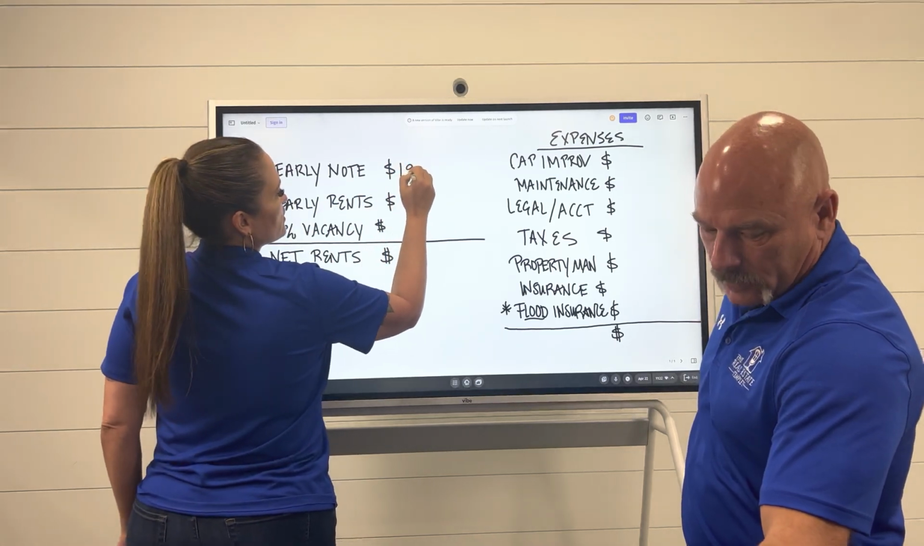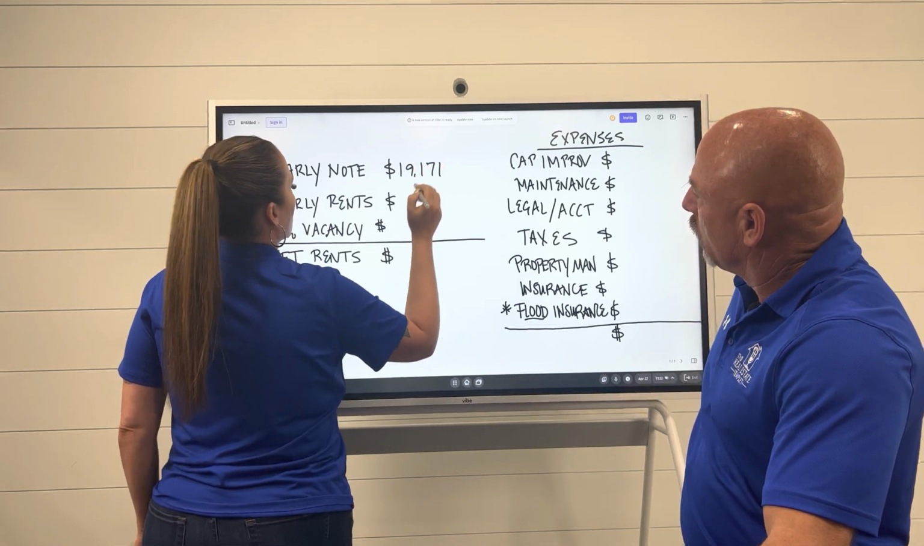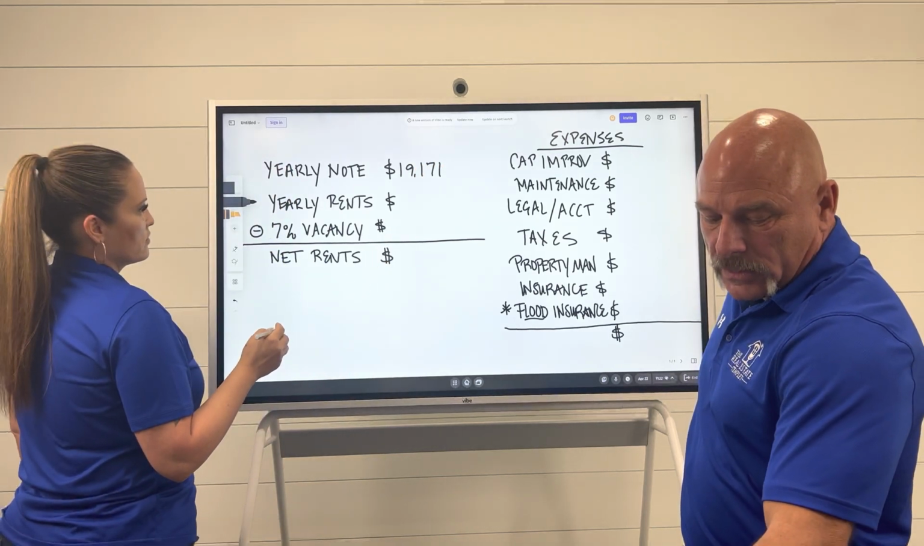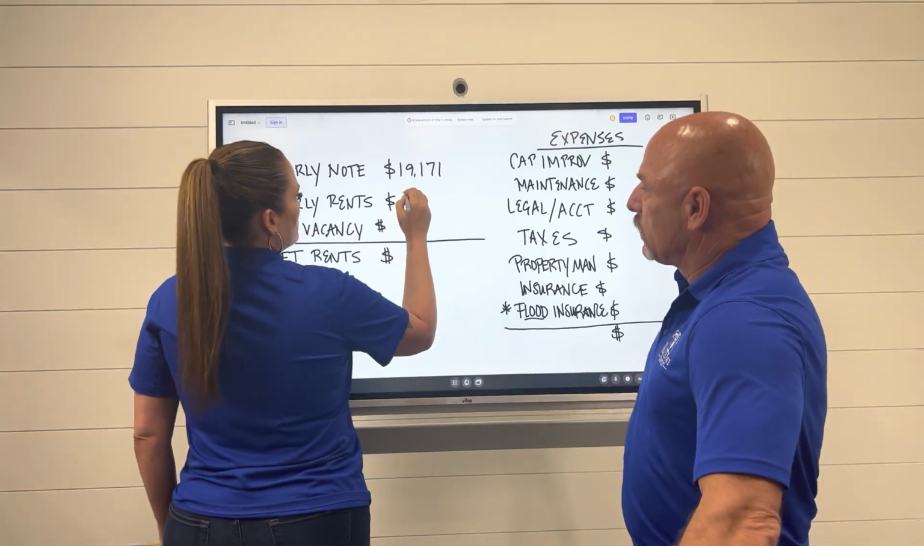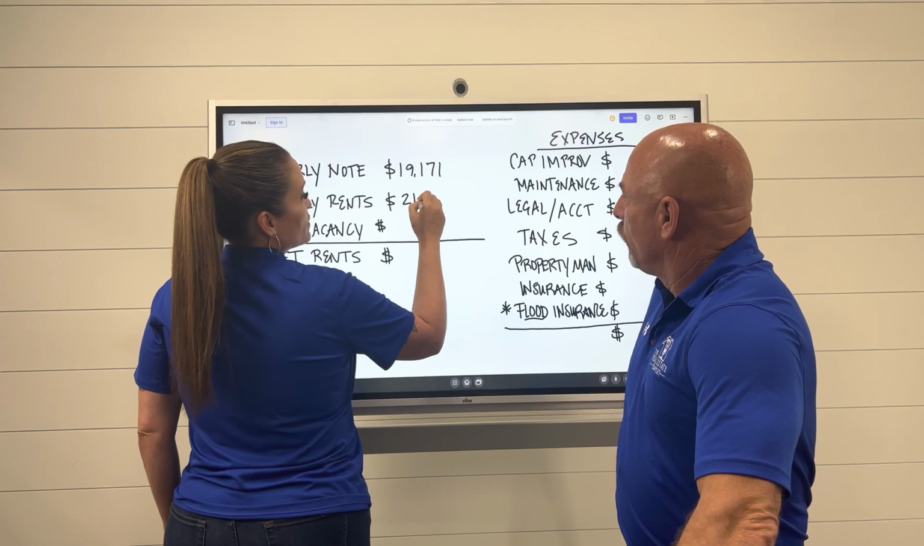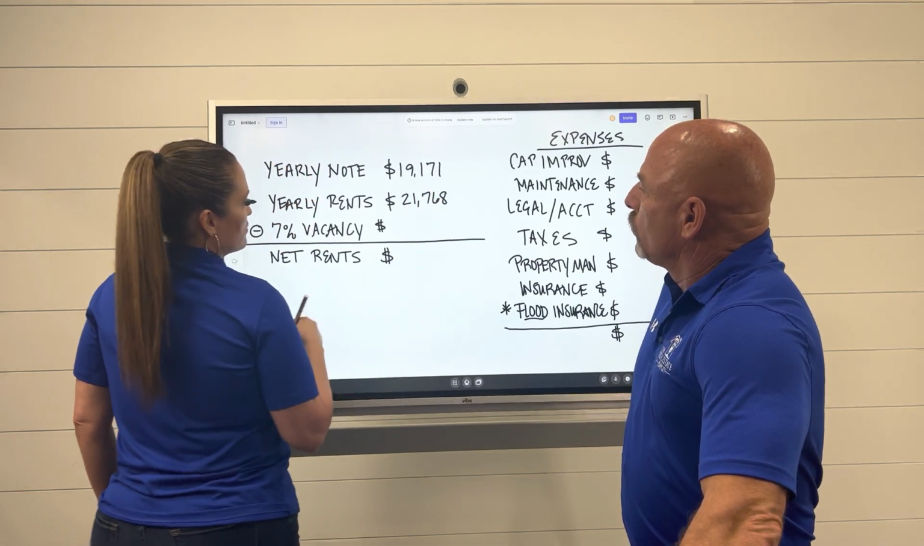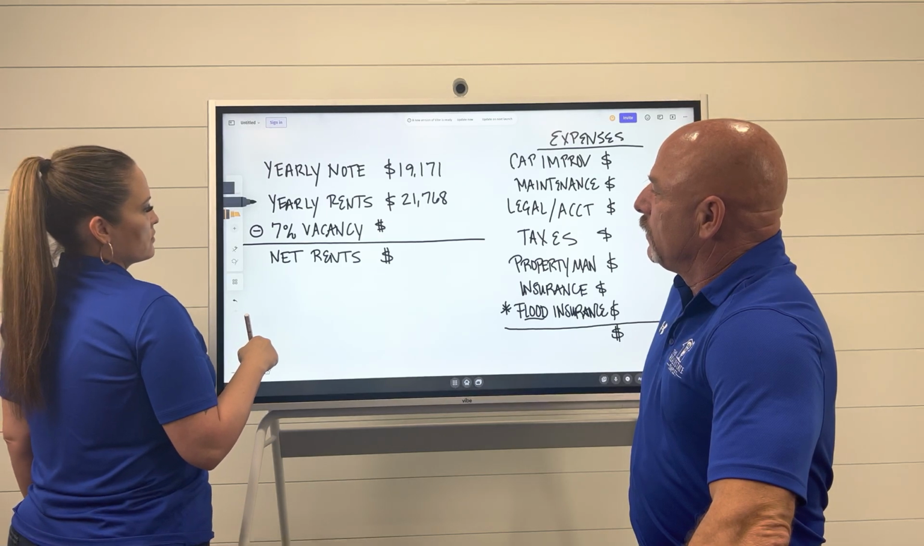To $19,171. Okay, so our yearly rents are going to be $21,768. One more time, 21,000 what? $768. Okay. Why don't you explain to them what the 7% vacancy means?